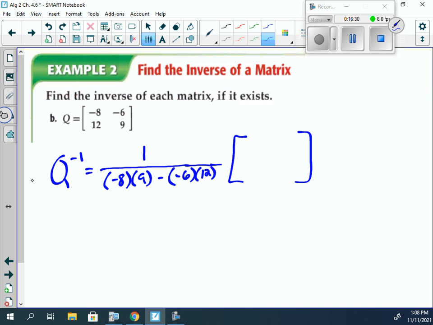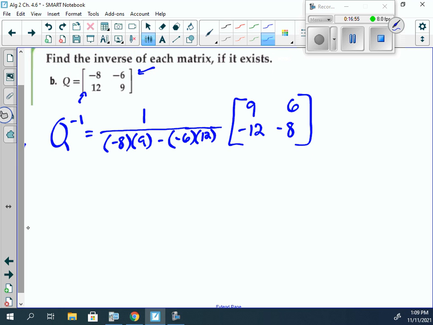Now, at this point, we're going to switch A and B, so that would be our -8 and 9. Would switch places. Now, the -6 is going to become +6, and the 12 is going to become -12. A and B flip. B and C become negative, or they switch signs.